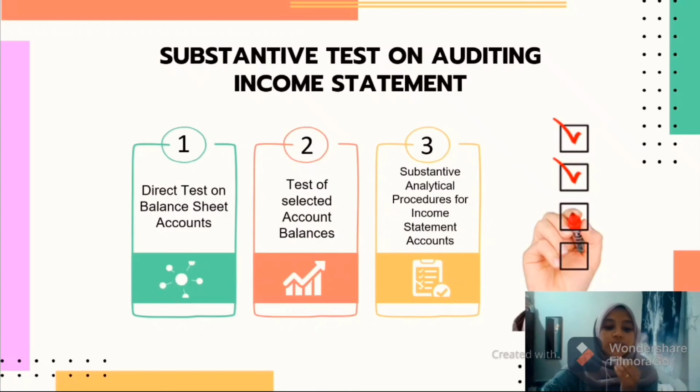Second, the substantive analytical procedure for income statement account. It can be used to provide assurance on the revenue and expense accounts. This is because as an auditor, they always have to presume that there is a risk of material misstatement due to fraud or error in revenue recognition. This type of substantive test is designed to obtain evidence regarding the fairness of the client in recognizing their revenue or other equivalent accounts.